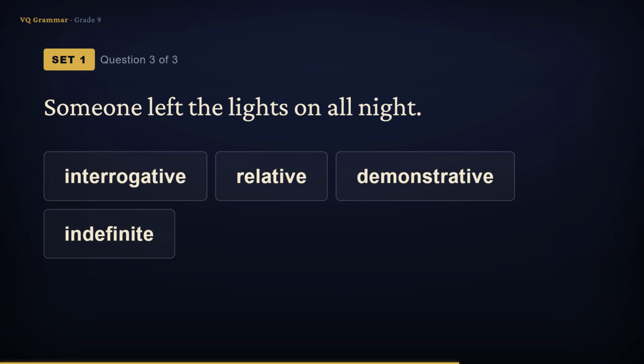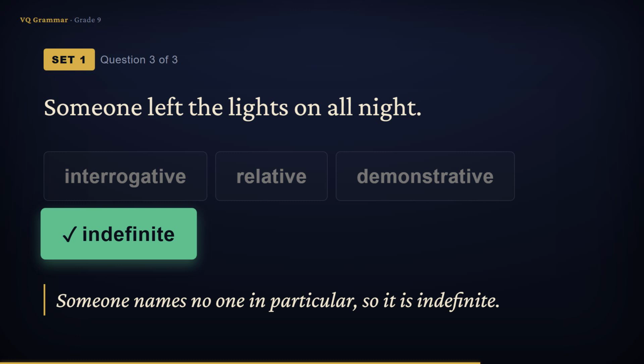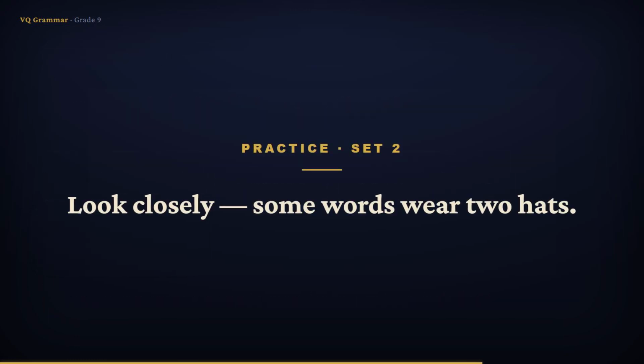And the third. Someone left the lights on all night. Look at the word someone. Do we know who it is? Not at all. It names a person in the vaguest possible way. No name attached. That general, unnamed quality is the signature of an indefinite pronoun. The answer is indefinite.